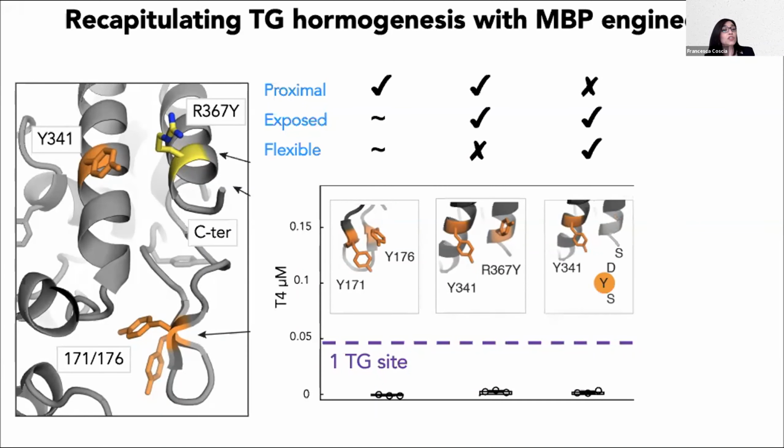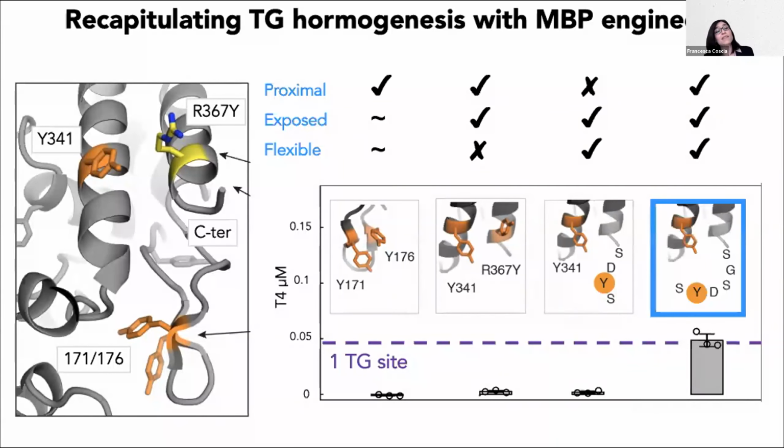And in this case, we certainly have exposed tyrosines that are quite flexible, but not quite close. And that's why we still didn't have hormone formation. But then if we elongate this peptide, we strikingly managed to obtain hormone production with the same efficiency of the 1 TG site. And this is because all three requirements are met. So the tyrosines are proximal, exposed, and flexible.